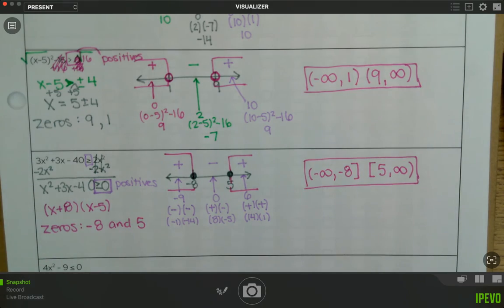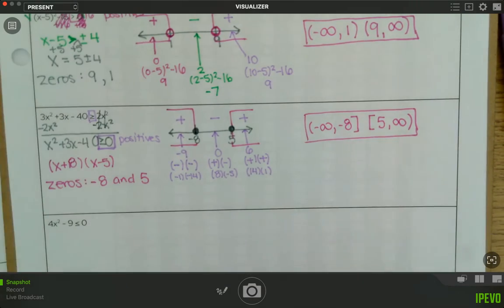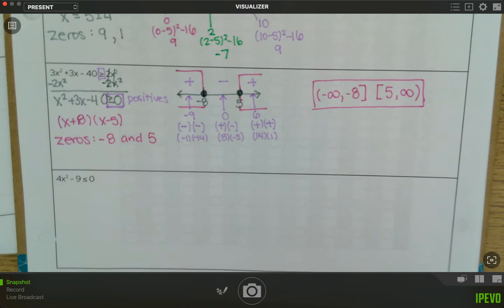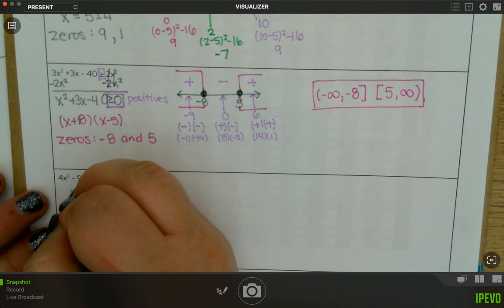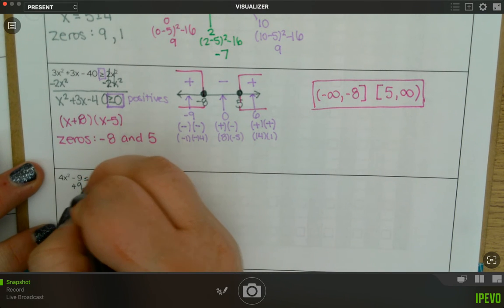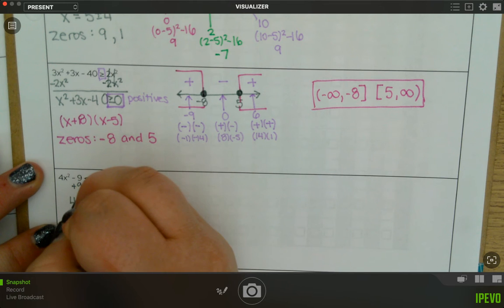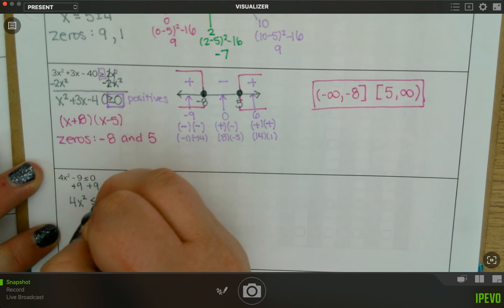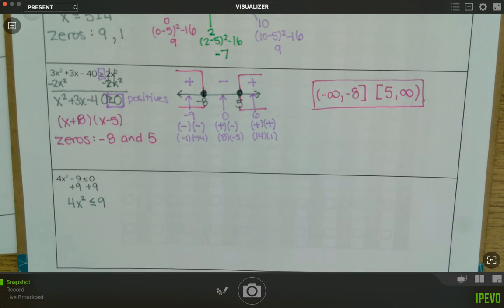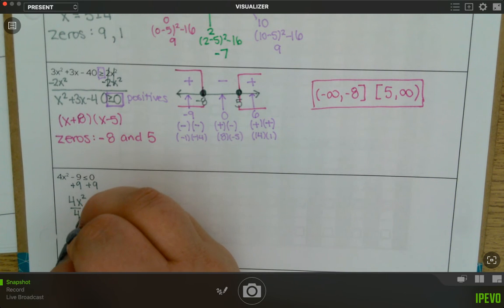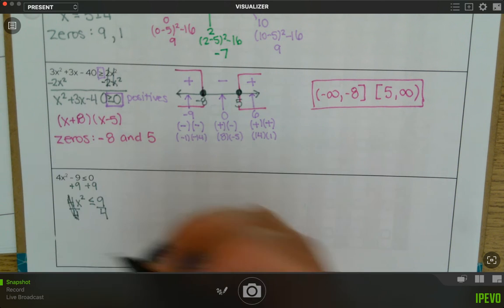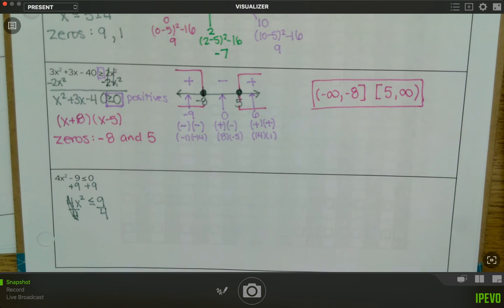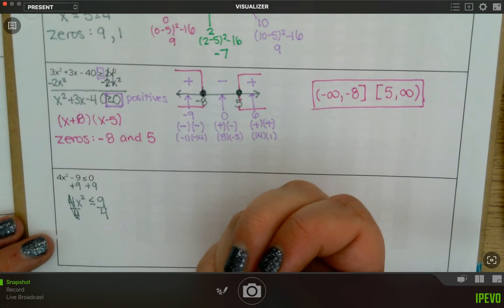And then the last one at the bottom only has 2 terms. And you can actually factor this one or use the square root. I'm going to show you how to do the square root because I don't know if we've done one exactly like this before. So I'm going to add that 9 to the other side. I get 4x squared less than or equal to 9. I'm going to divide by 4. And I'm running into an issue because 9 doesn't actually divide by 4. So what I'm going to do is just leave it.